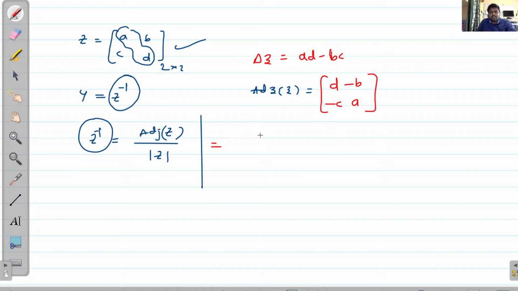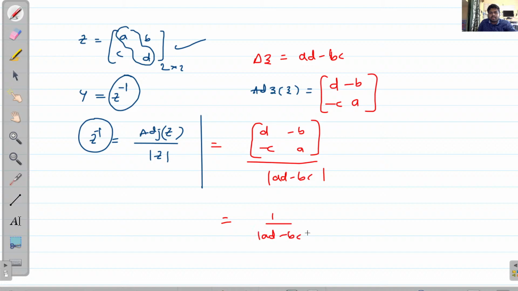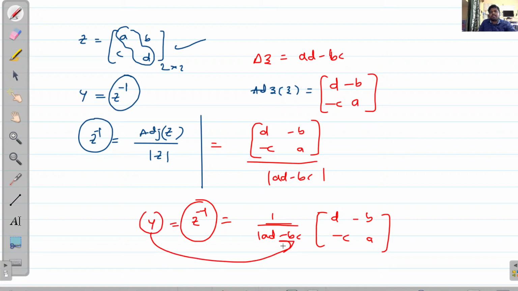Now you will get d, minus b, minus c, a by mod Z, that is ad minus bc. Now you can take 1 by (ad minus bc) into the matrix d, minus b, minus c, a. This is the inverse of this particular Z matrix, right? Once you find this, you can indicate it with Y. This is your Y matrix, right? Like that also you can follow, no problem.